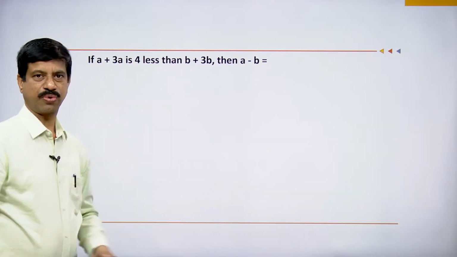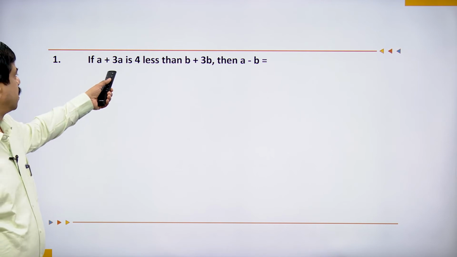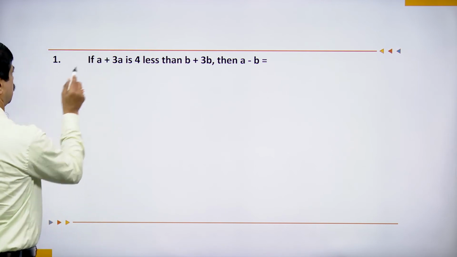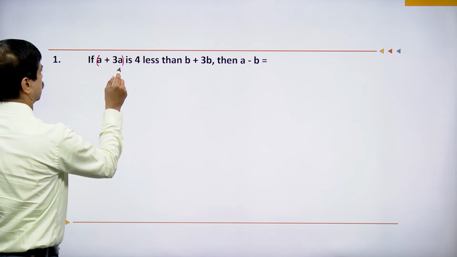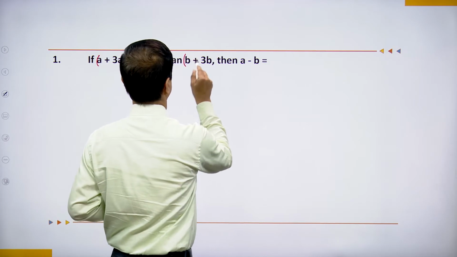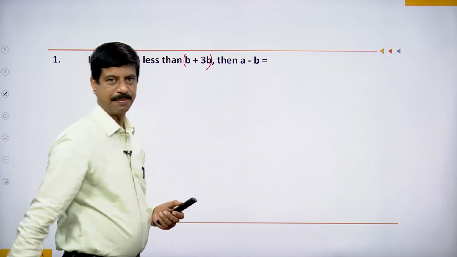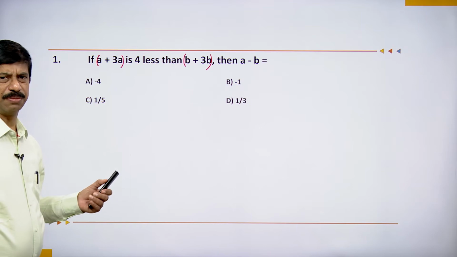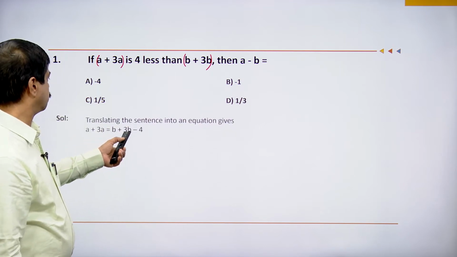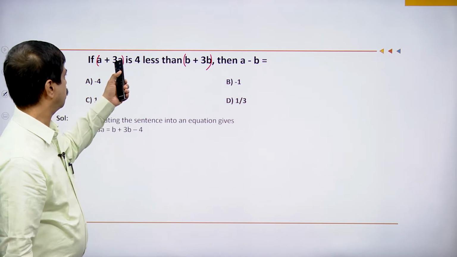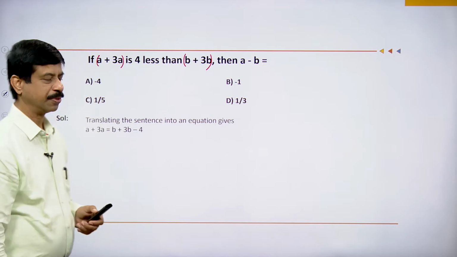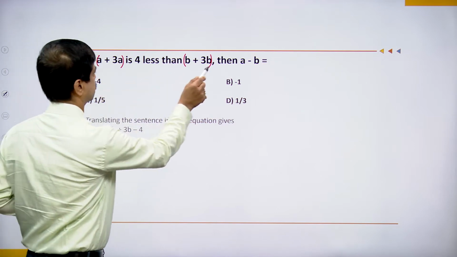So now look at this question. If a plus 3a is 4 less than b plus 3b, then what is a minus b? Very simple question. a plus 3a equal to b plus 3b minus 4. He said 4 less than, isn't it? So that's why we are saying minus 4. This number is 4 less than this.